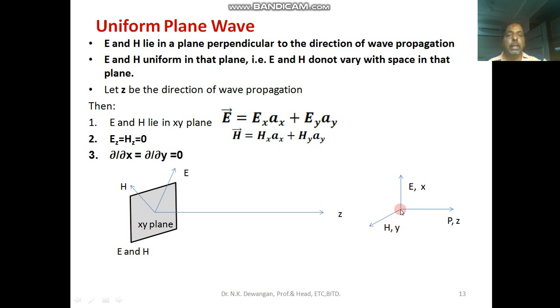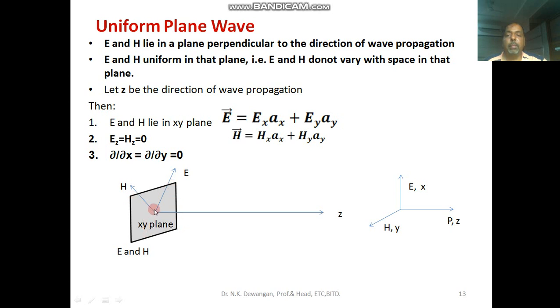Suppose E is towards X direction, then H will be towards Y direction, and the direction of wave propagation is given by the power flow direction, that is the Poynting vector. So P will be equal to E vector cross H vector, so you will get it in Z direction. If it is not towards X or Y direction, it contains both X and Y component, then you will write like this. But always E and H will be perpendicular in that plane.